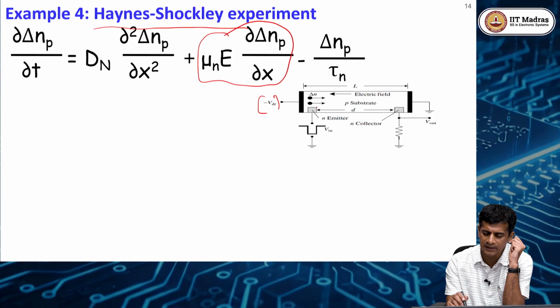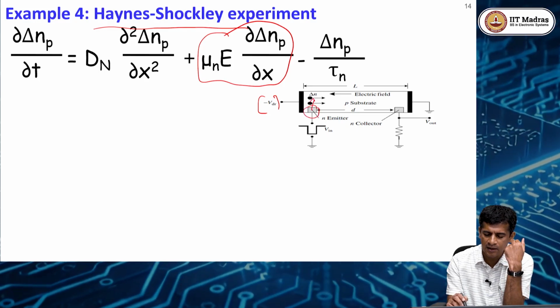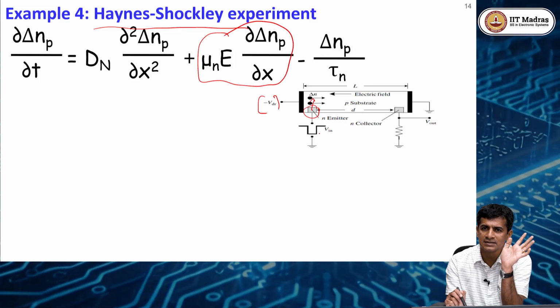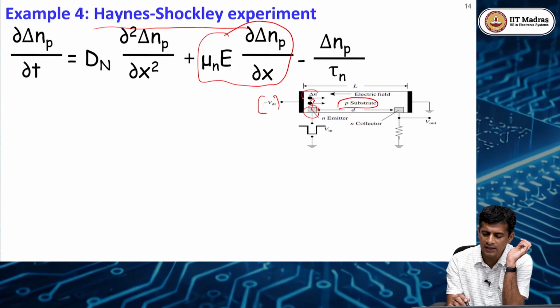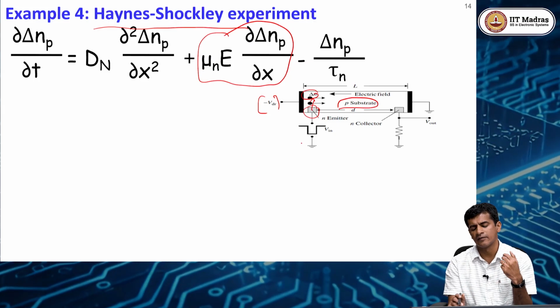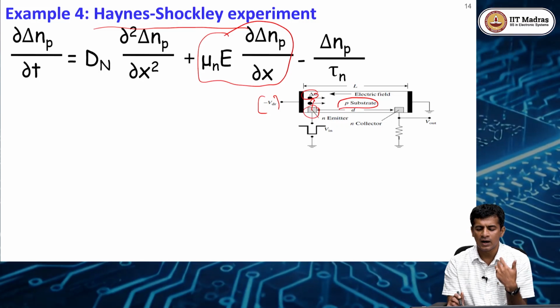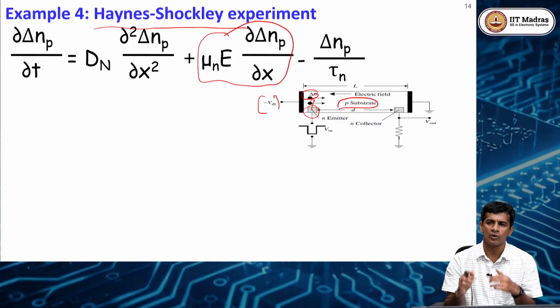Okay, so you have an emitter here. Using some pulse, we are injecting minority carriers here. Remember, it is still under low level of injection. So it's a p-type substrate, so we are injecting electrons here. What we are interested in is what happens to that group of electrons which are getting injected. What will happen?